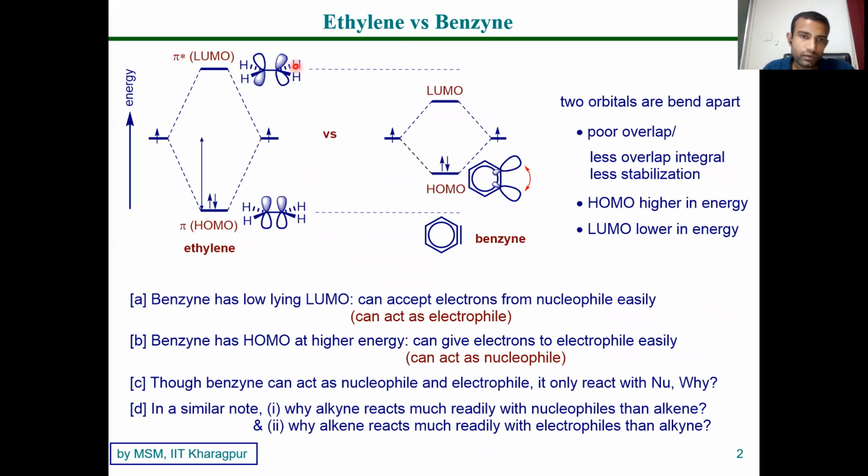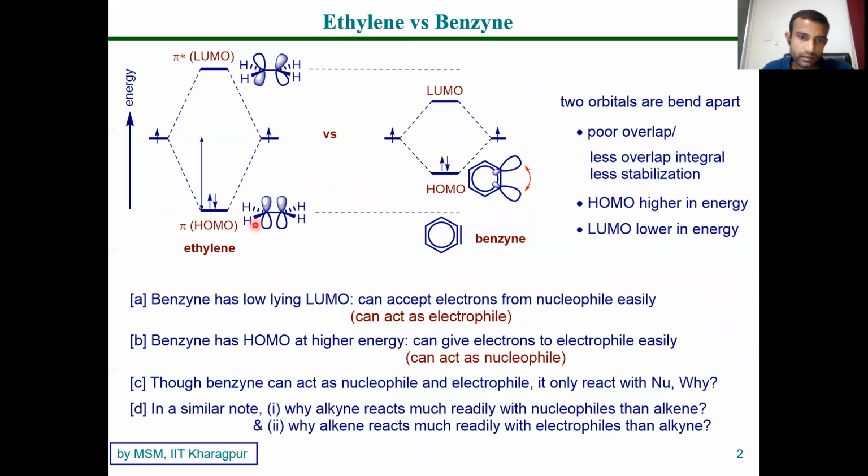Before we go into the answers, I'll be discussing a bit about their orbitals, the frontier orbitals. If you think about ethylene, it has pi and pi star. The two p orbitals are parallel, so they can undergo nice overlap. Of course, for sigma bonding the overlap is the most, so they are most stabilized.